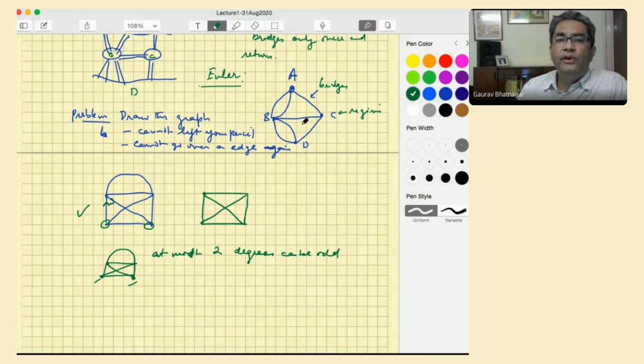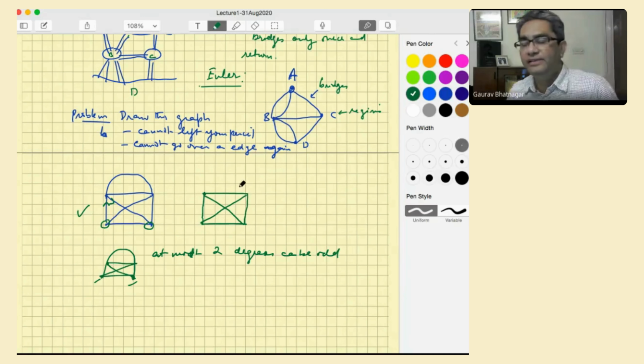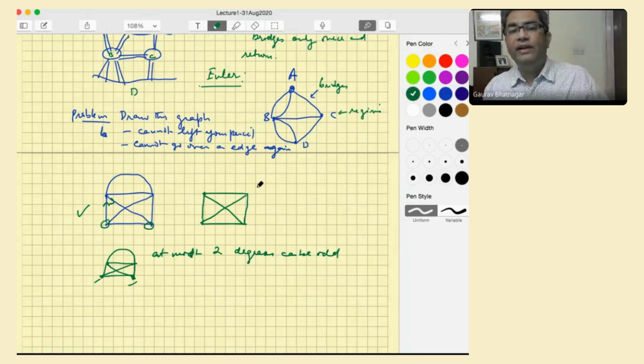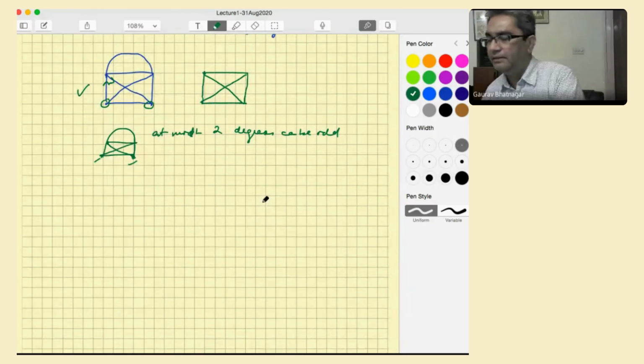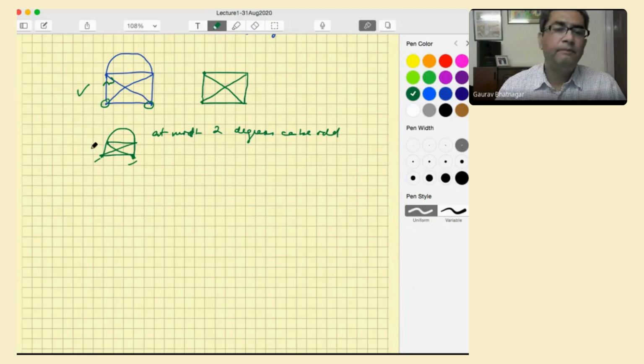So here, this has degree 3, this has degree 3, this is degree 3, this has degree 1, 2, 3, 4, 5. So all are odd degrees. So if you can traverse, then if you have to go in, you have to come out too. So there's something wrong. So this is called an Eulerian path. So we do a definition. So an Eulerian circuit.